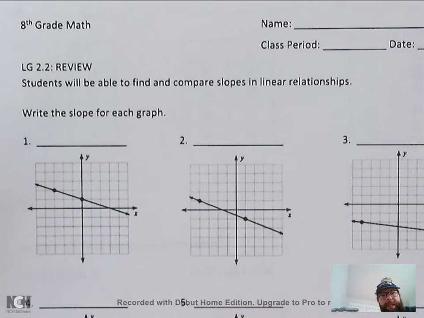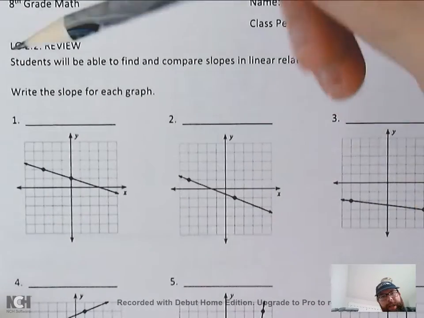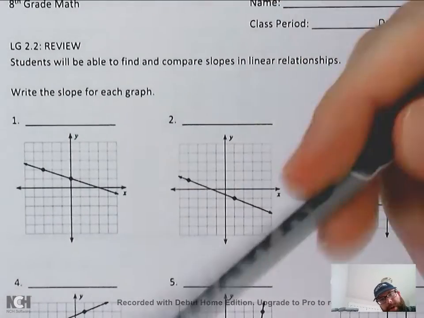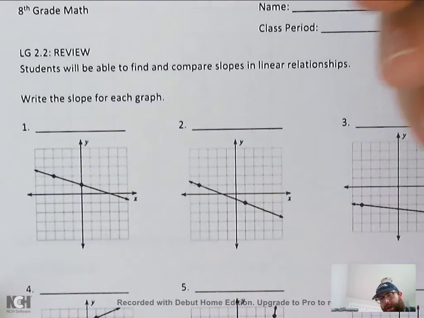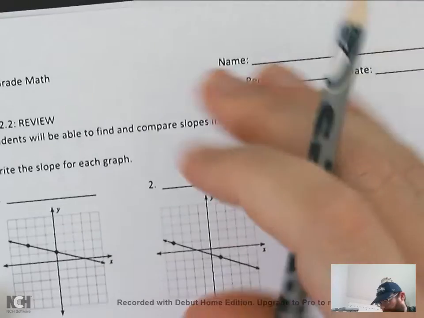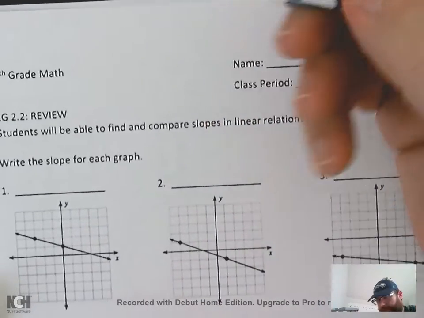Okay, so today we're going to be reviewing for our slope test. Again, when we talk about slope, we are talking about the rate at which a line is going up or down, right? The steepness of the line. And it's always expressed by a fraction, which has two numbers, right?